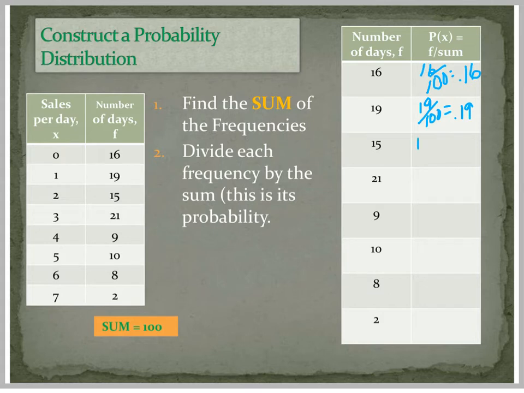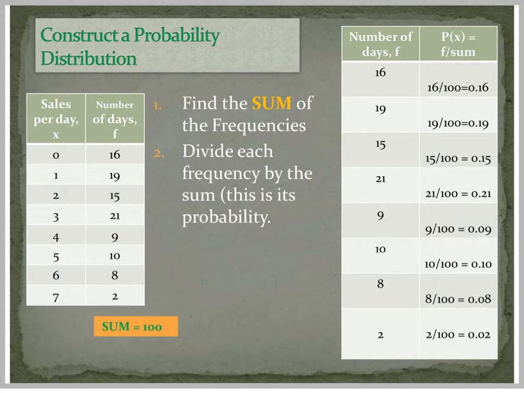The probability of 15 is 15 out of 100. And they're all done the same way. You continue on until you've filled in the entire column, dividing each one by 100 and determining its probability out of 100. So we have a probability for 9 as 0.09, for 10 as 0.10, for 8 as 0.08, and for 2 as 0.02. So now we're ready to construct and find the mean of this probability distribution.